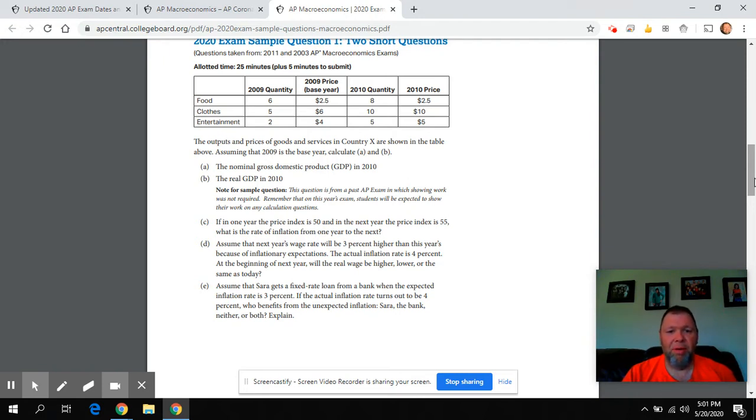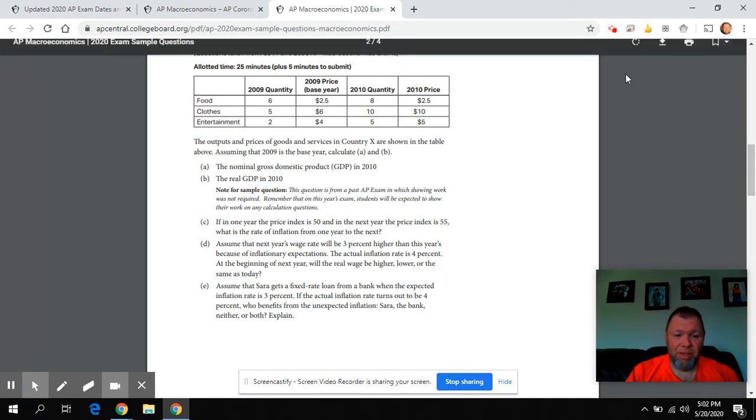So for the macro exam, the first one is a GDP question, and I hope they give you a GDP question, guys. Remember, GDP is the dollar value of everything that was made in the country. So they give you a little chart like this, and you should be able to knock it out of the park. So we have country X, and 2009 is the base year. It says calculate A and B.